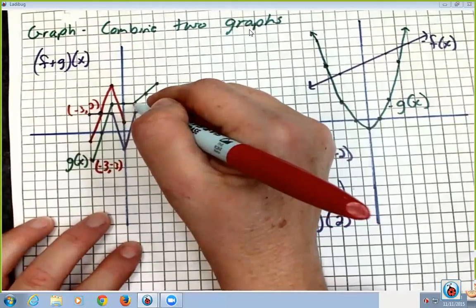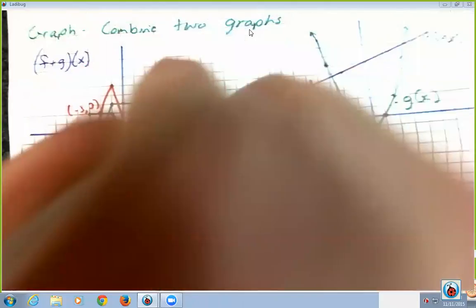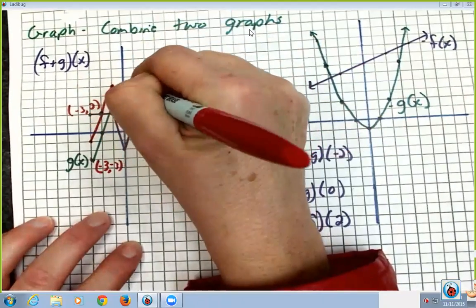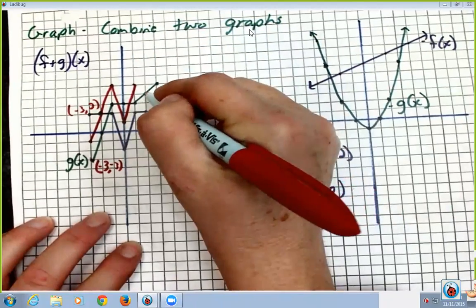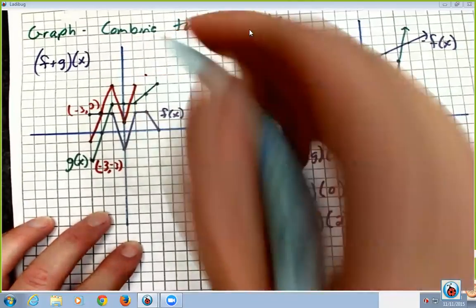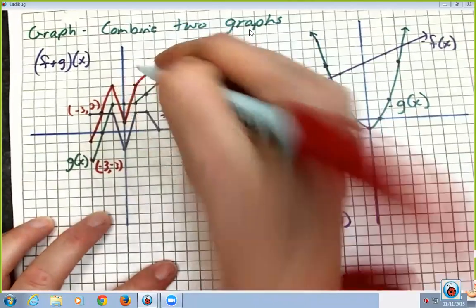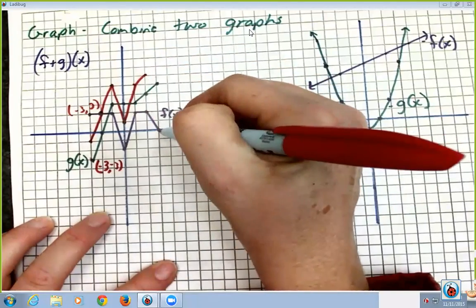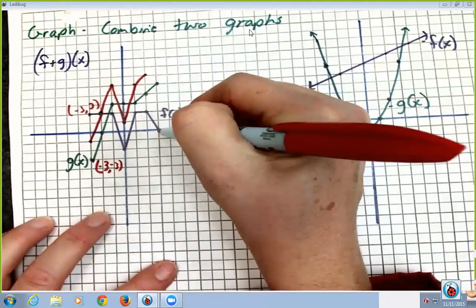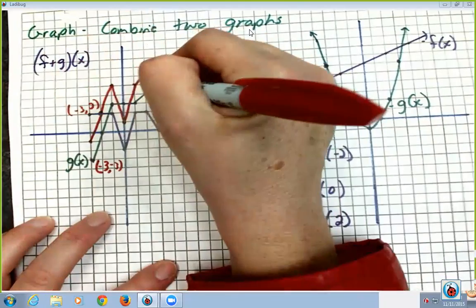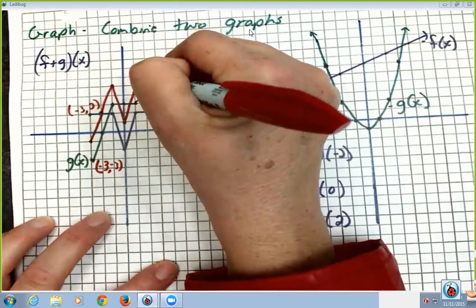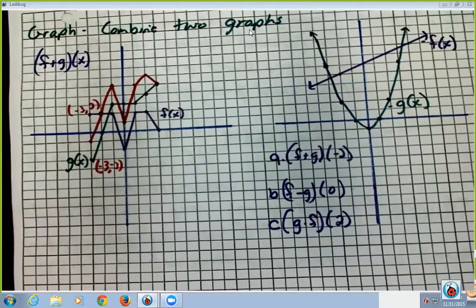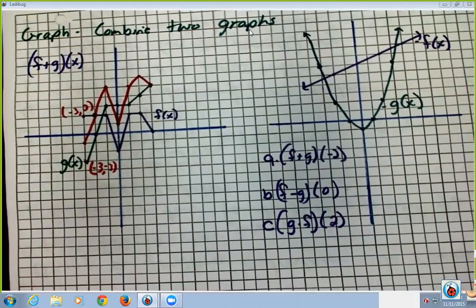What happens here? 3 plus 2 is back up at 5. 4 plus 2 is up at 6. And finally, the last one is up at 5 plus 0, which is still 5. And so that's my new graph. Okay? So does that hopefully make sense to you? So when it asks you to look for a certain point, that's what they're asking you to do, is say what is taking place with that.